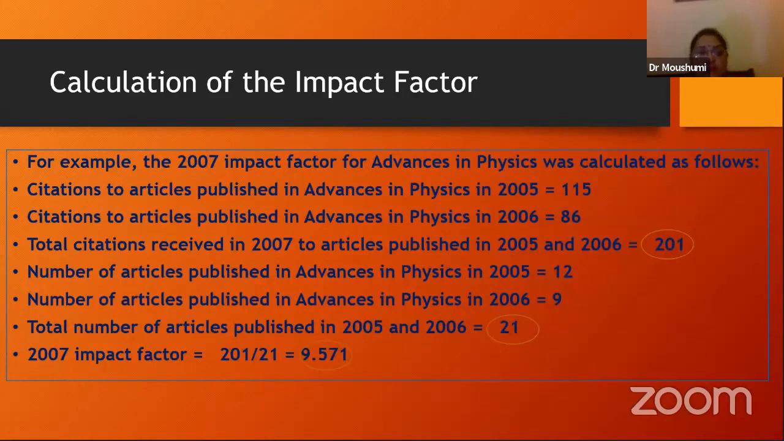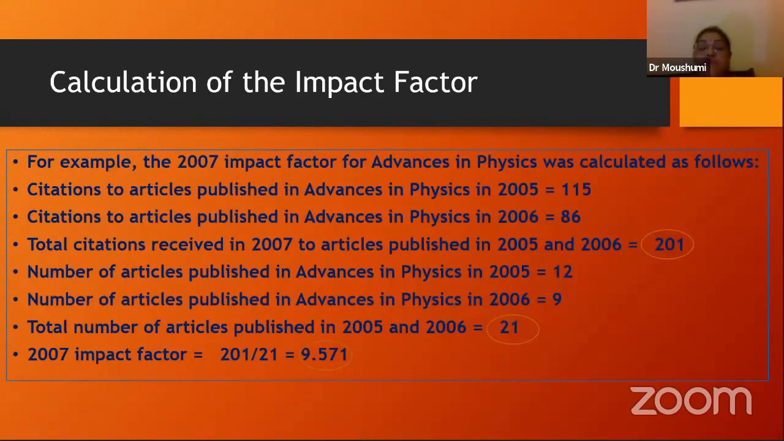Now, I will try to find out how many articles were published. I know how many times it was cited, but I should know the number of articles published. In 2005, the number of articles published in the journal was 12, and in 2006, it was 9. So how many articles were published in 2005 and 2006 in total? 21. So what is my impact factor in 2007? 201, the added-up citation count, divided by 21, which comes to 9.571. So the impact factor in 2007 is 9.571. So friends, every year the impact factor will keep changing.